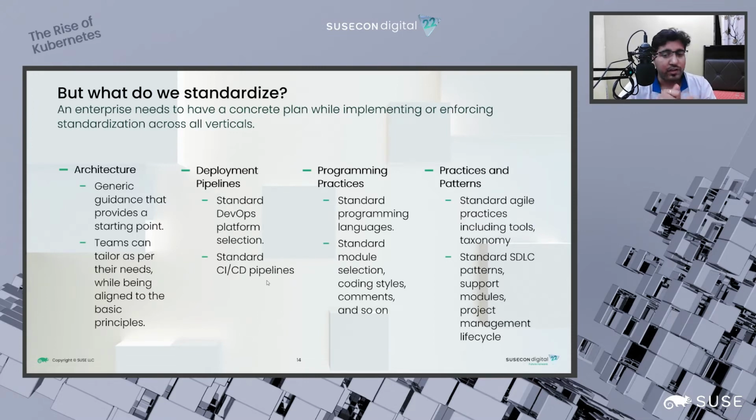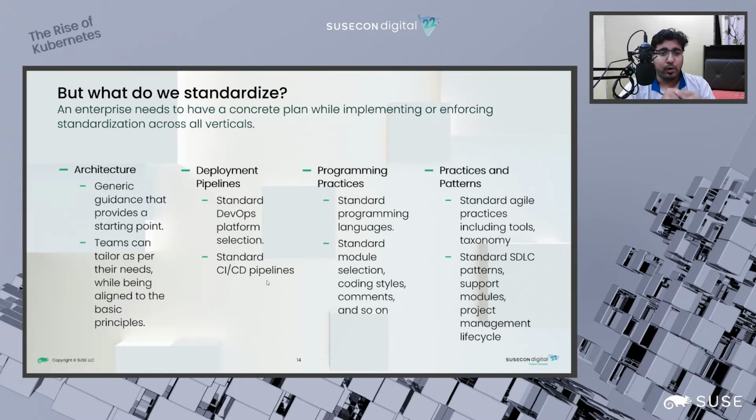Deployment pipelines, this is also very important. We need to provide some sort of a standard DevOps platform for the enterprises to deploy microservices without having to develop everything from scratch. Standard or reference CI/CD pipelines will go a long way in achieving this. We can also standardize programming practices. We can say we need to use AngularJS or React.js for frontend, C sharp for API based, Go for something like that. So standard modules we can provide. We can provide good coding styles, comments. We can enforce some sort of standardization in the programming layer also.